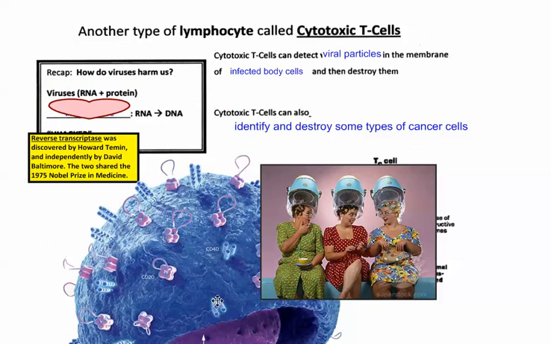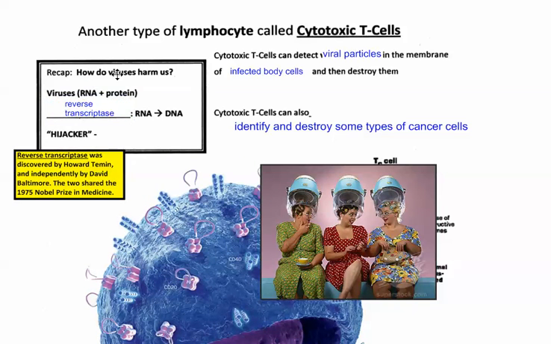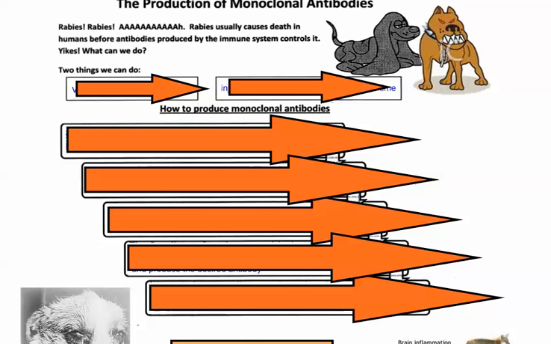Also, cytotoxic T cells, they're a specific type of cell as long as you can associate their role with destruction of viral cells infected with viruses, and then also cancerous types of cells. I'll leave this here for you to take a look at if you want, but I won't be addressing that specifically. And finally, the production of monoclonal antibodies.